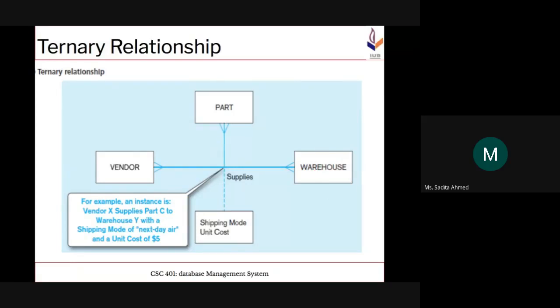But the fact that a single part instance, in order for it to exist in the database, must be supplied by at least one vendor, by at least one vendor to at least one warehouse.